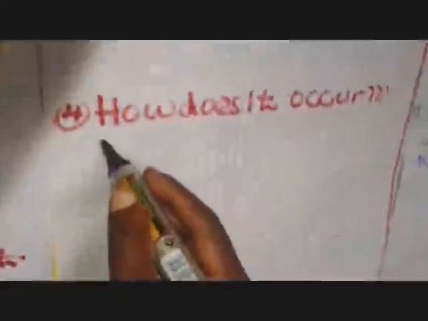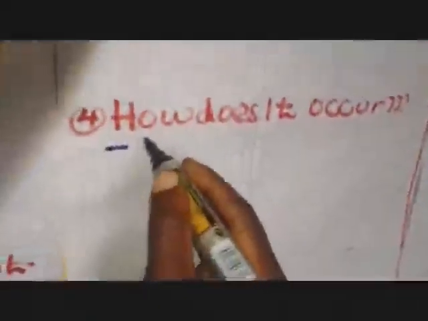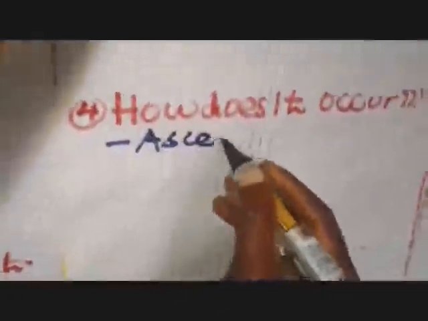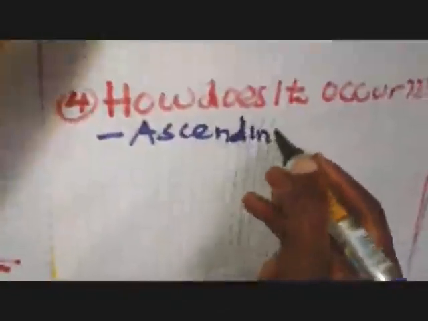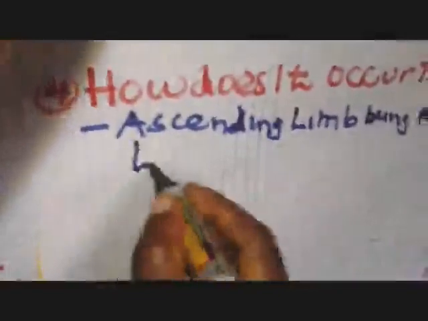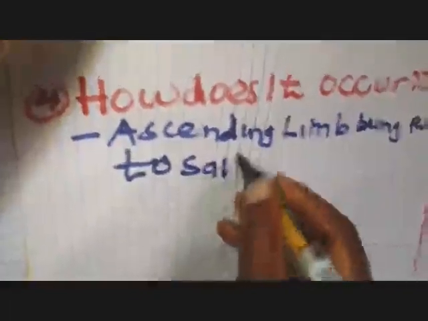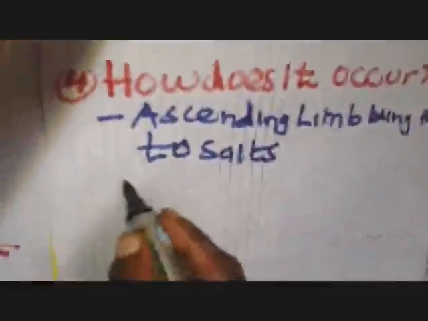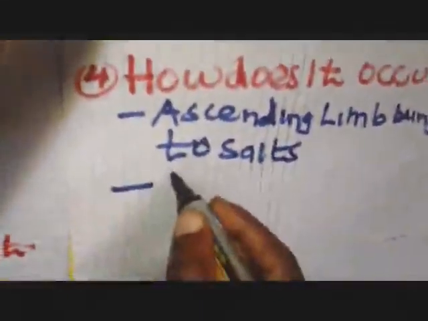Then here the ions are moving against their concentration gradient. Now they can ask you, how does it occur? Our main emphasis will be on the ascending limb being permeable to salts. Because the ascending limb is permeable to salts, what happens next?